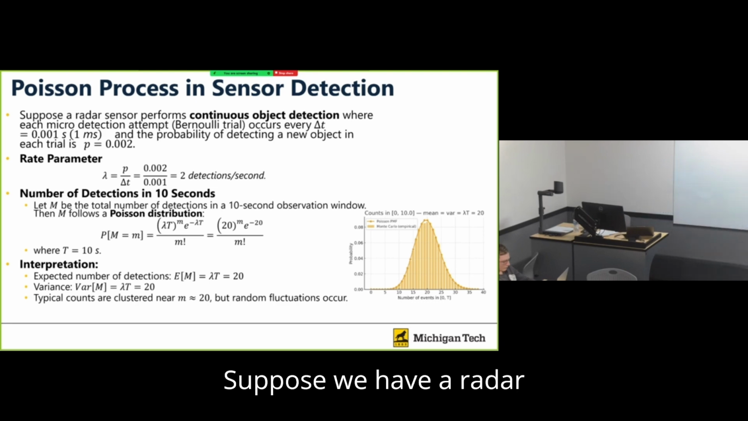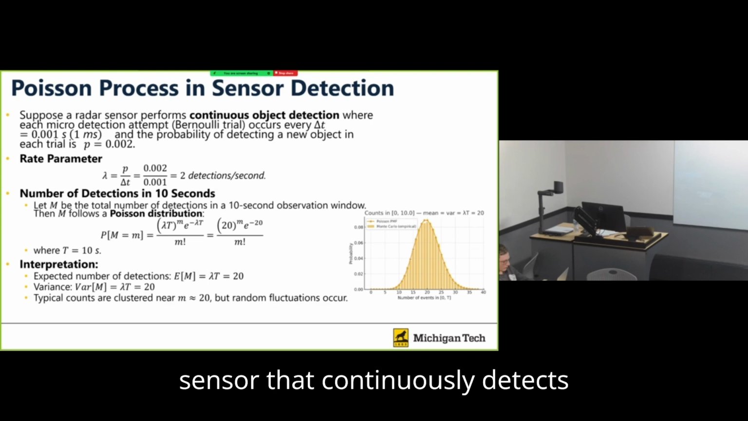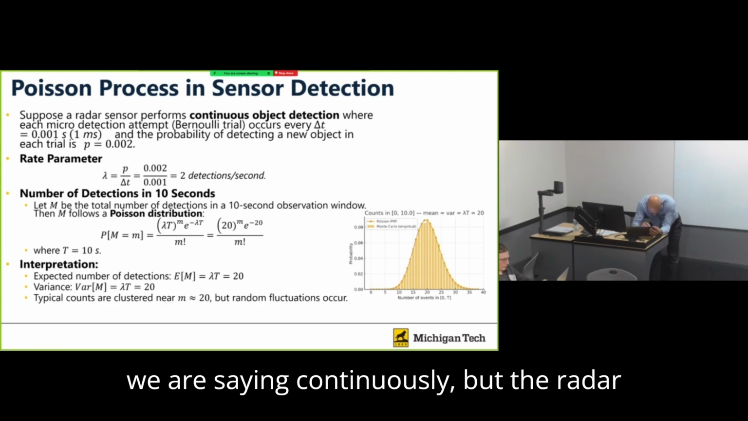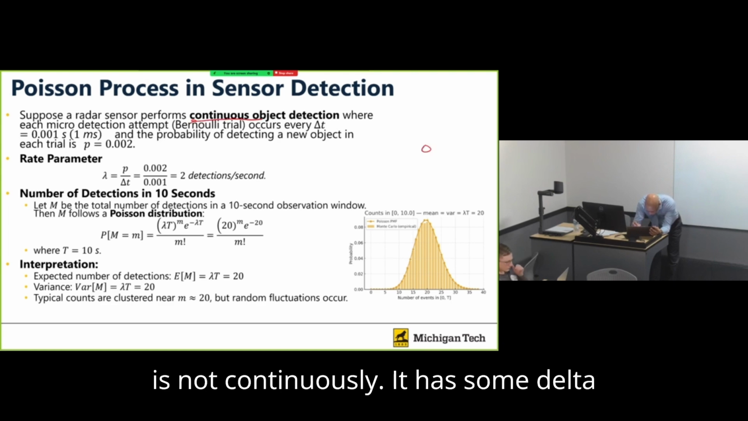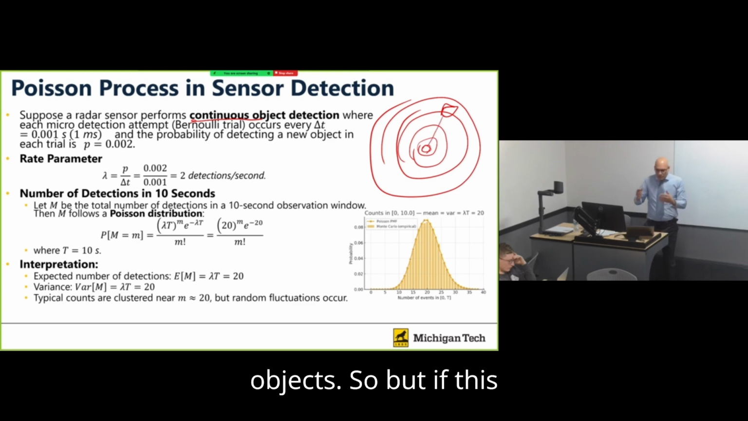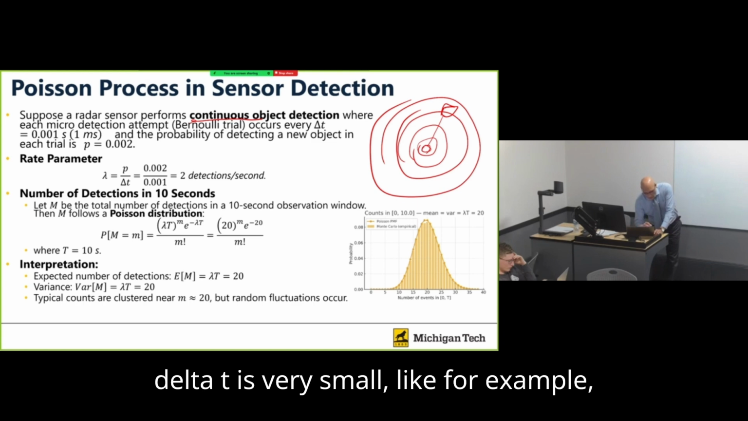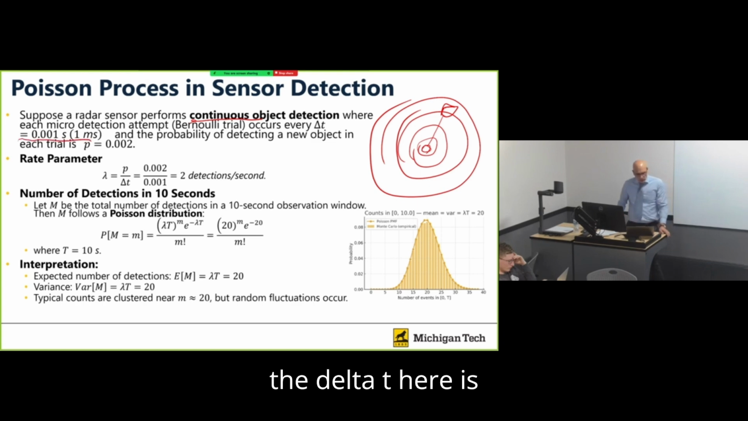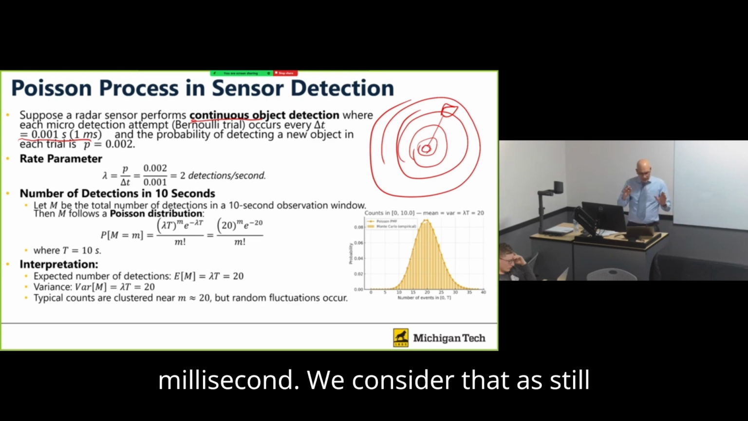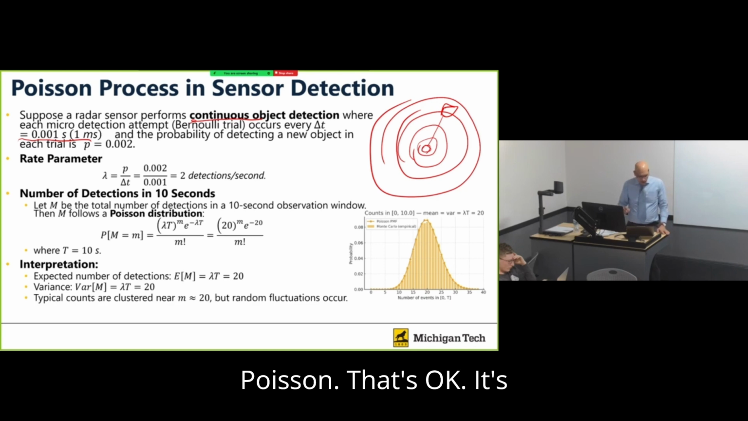Suppose we have a radar sensor that continuously detects objects. We are saying continuously, but the radar is not actually continuous. It has some delta t that it uses for sending and receiving to detect the objects. But if this delta t is very small, for example 0.001 second, like 1 millisecond, each scan being 1 millisecond, we still consider that as Poisson. That's okay. It's still close to 0.